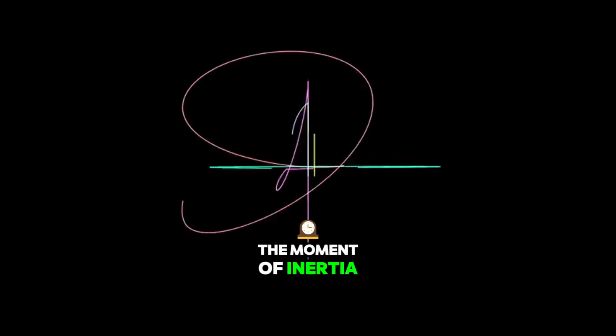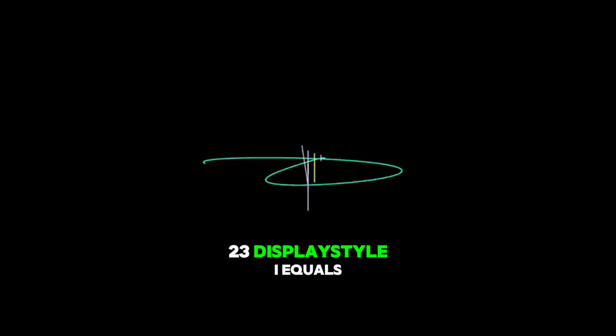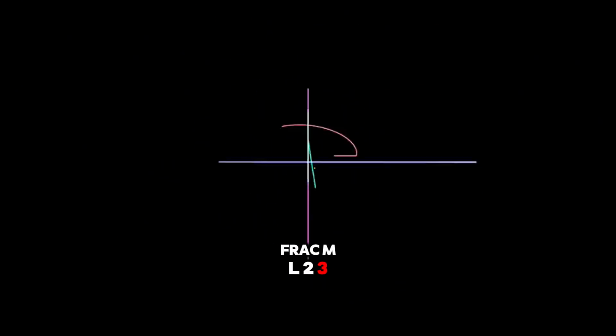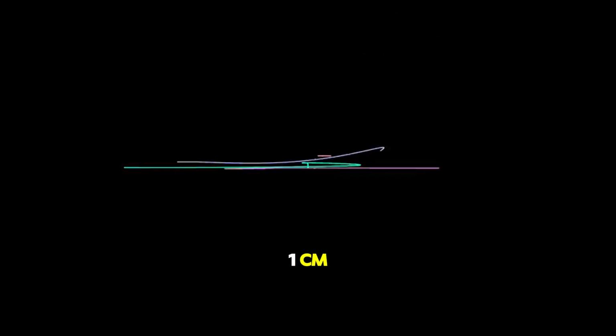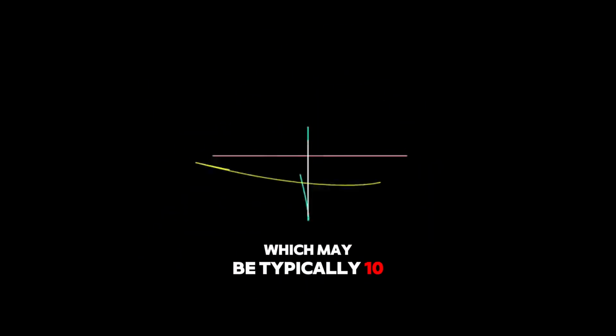The moment of inertia for the wing is then I = mL²/3, where L is the length of the wing, 1 cm, and m is the mass of two wings, which may be typically 10⁻³ g. The maximum angular velocity, ω_max, can be calculated from the maximum linear velocity, v_max, at the center of the wing: ω_max = v_max/(L/2).